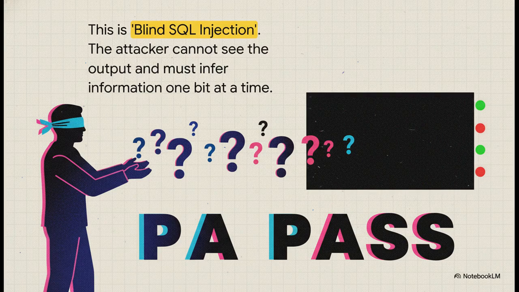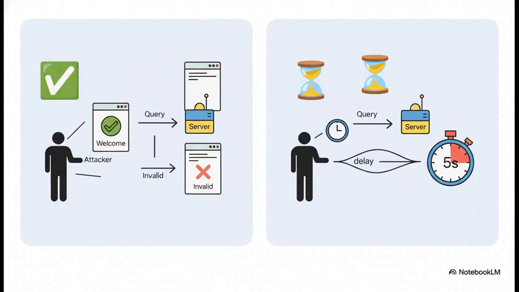Since the attacker can't see the output directly, they have to be more patient. It's like they're playing a game of 20 questions with the database. They ask a series of simple true or false questions and just watch for very subtle changes in how the application responds. There are a couple of ways they can do this. With Boolean-based attacks, they ask a question that changes the page. For instance, does the administrator's password start with the letter A? If the login succeeds, the answer is yes. If it fails, the answer is no.